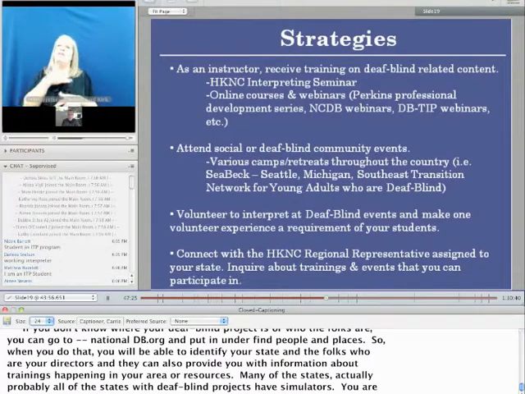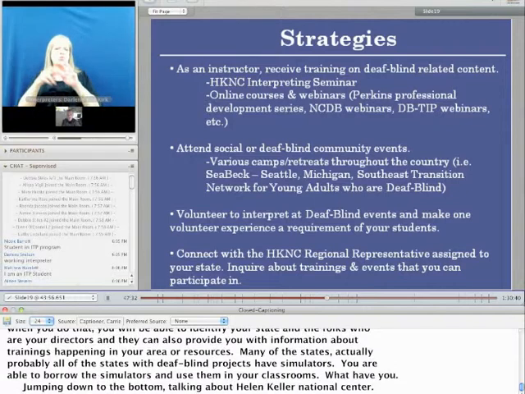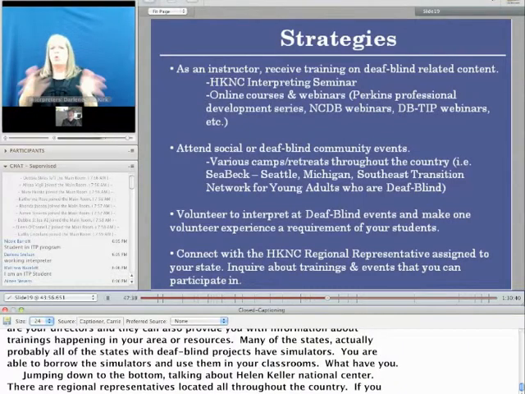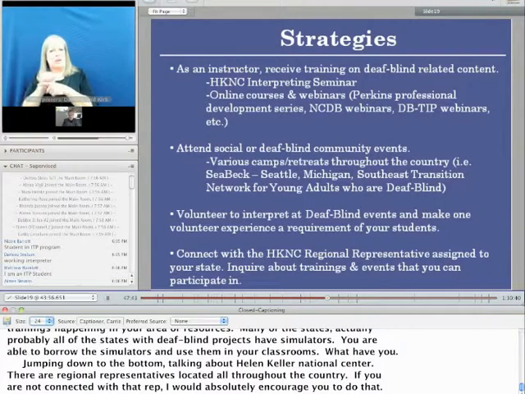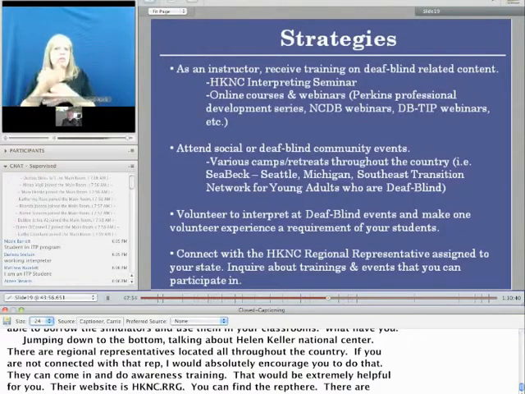Jumping down to the bottom, talking about Helen Keller National Center, there are regional representatives located all throughout the country, and if you're not connected with that rep, I would absolutely encourage you to do that. They can come in and also do awareness trainings that would be extremely helpful for you. And their website is just hknc.org, and you can find your regional rep there. So there are different ways where you can bring people in free of charge. You can bring resources in free of charge. Content is available.